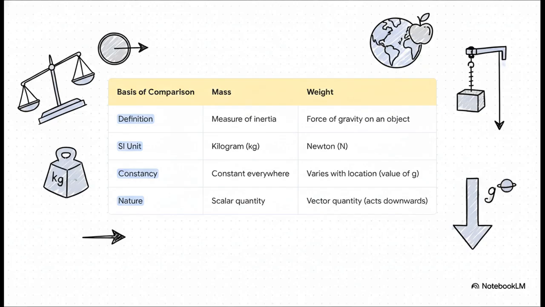And finally, nature. Mass is a scalar quantity. It only has a value. But weight is a vector quantity. It has a value and a direction, which is always downwards, towards the center of the planet.